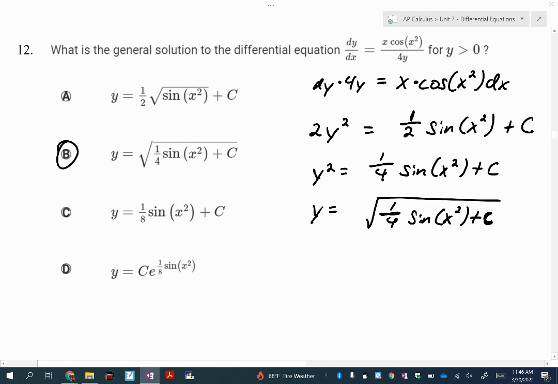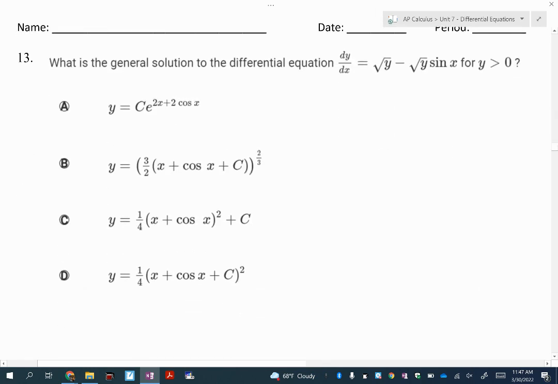So when you look at answer choice A, you might be thinking, hey, that is the answer. But notice in my actual answer, you'll see that this plus C is underneath the radical. So that's kind of a giveaway. You'll notice here the plus C is not inside the radical. So kind of remember those kind of things. All right, so 12 is B.